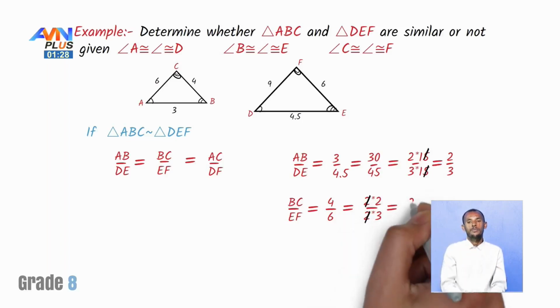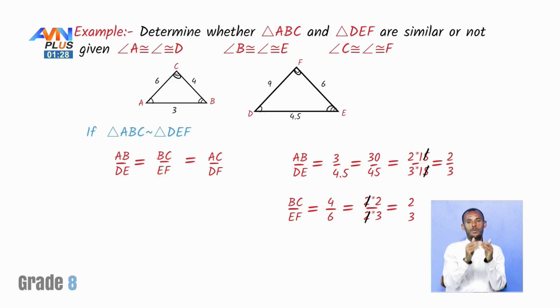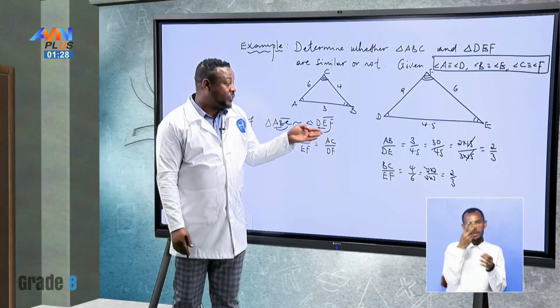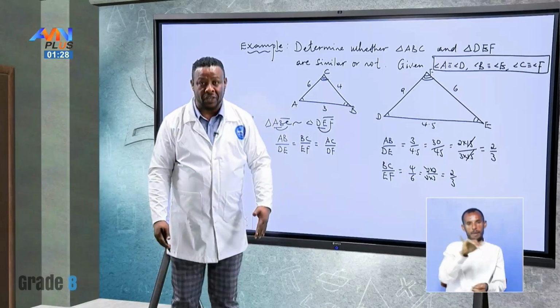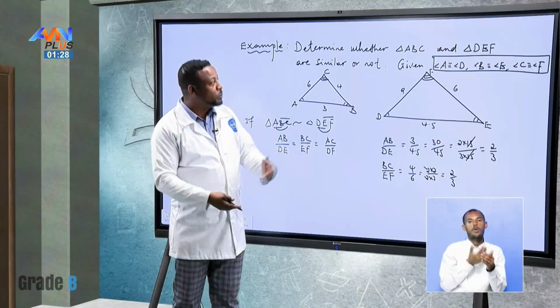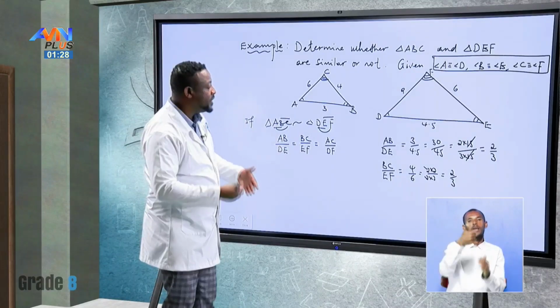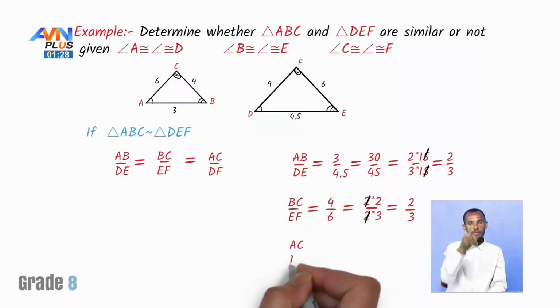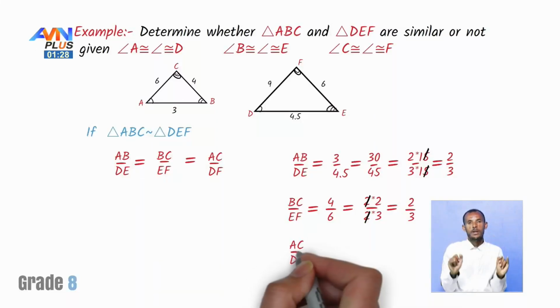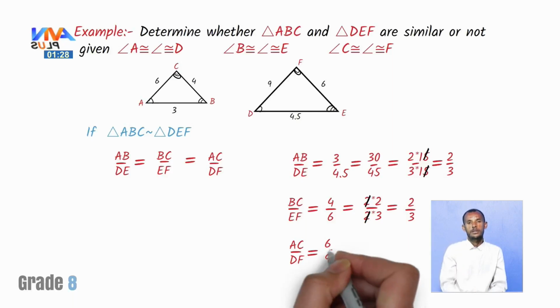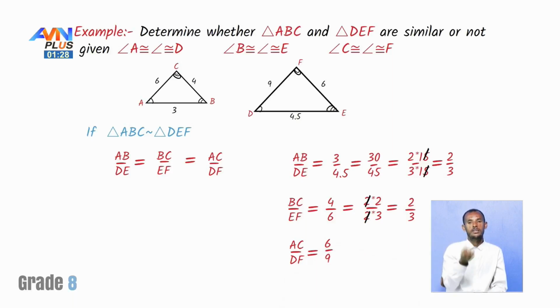Look, the first two ratios are the same, so we need to check the third ratio. If the third ratio is also the same as 2 over 3, then our conclusion will be the two triangles are similar. So let's see what AC over DF looks like. AC over DF is AC is 6, and DF is 9.